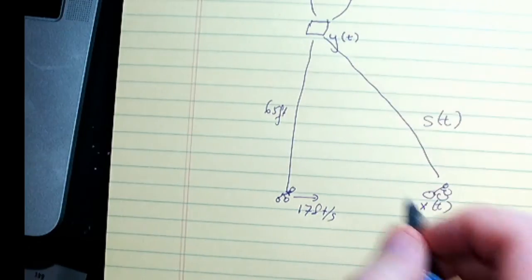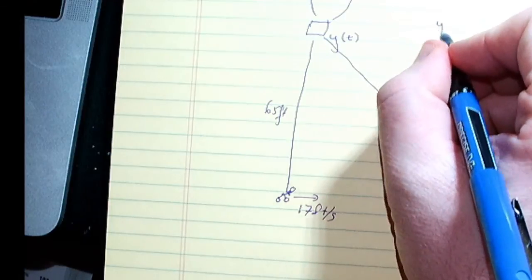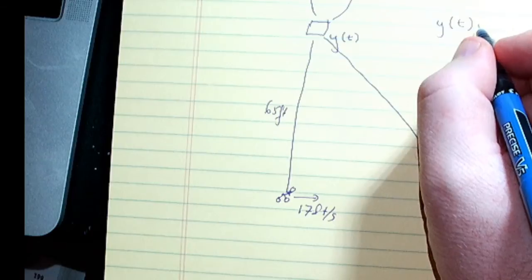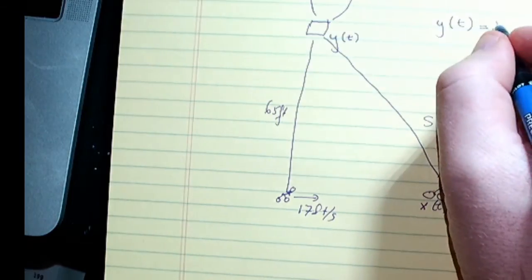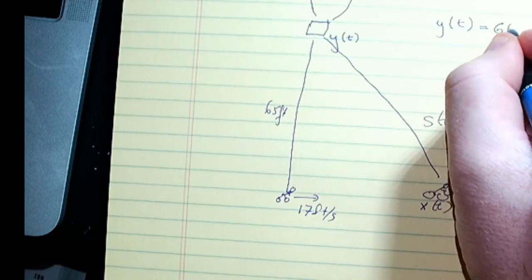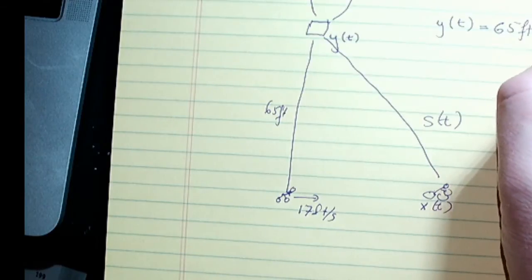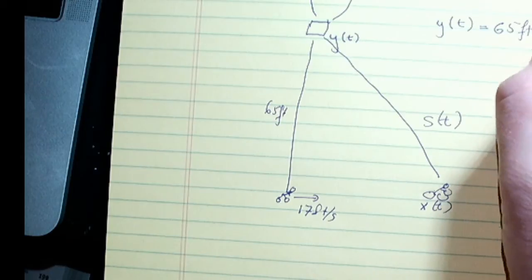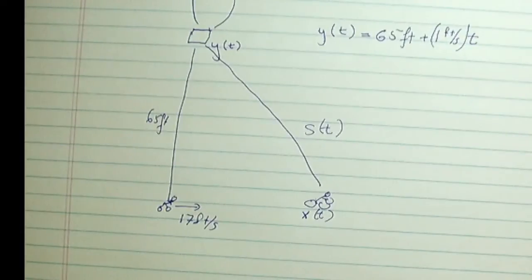Well, we need functions for x of t and y of t first. And that's relatively easy, because we know what's happening at time 0. We'll call time 0 the time when the bicyclist is directly under the balloon. y of t is equal to 65 feet. And remember, it's increasing at 1 foot per second, so it goes up by 1 foot per second times t. And you can tell I originally trained in the sciences, so I have a bad habit of writing units on absolutely everything. So that's 1 foot per second times t.